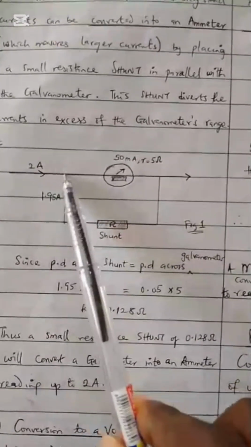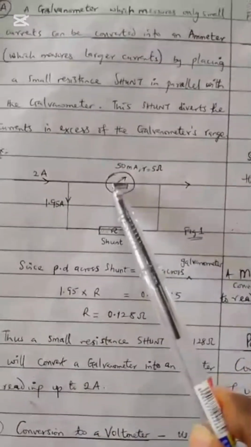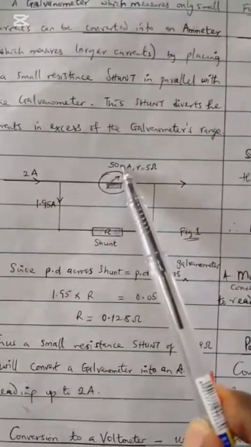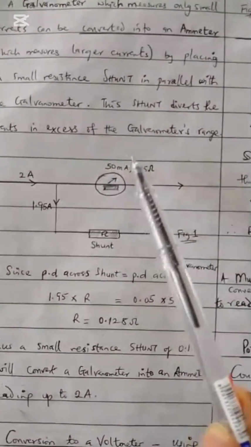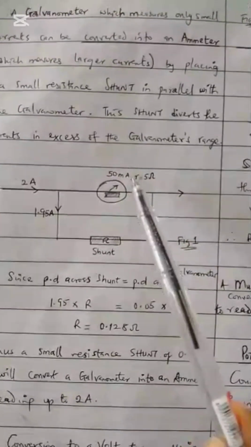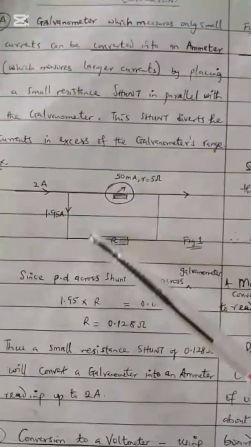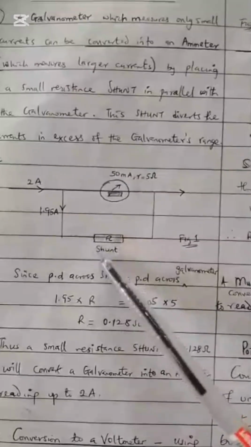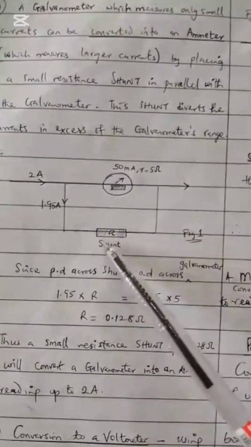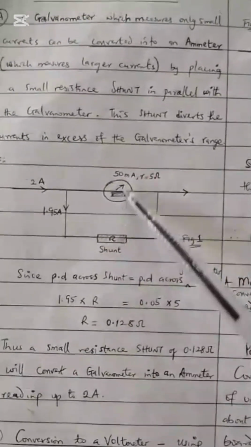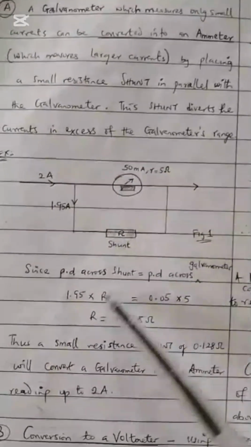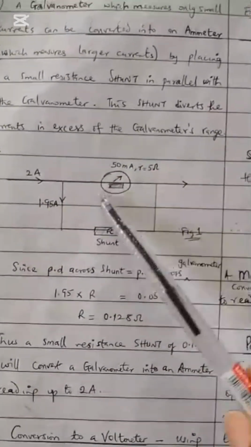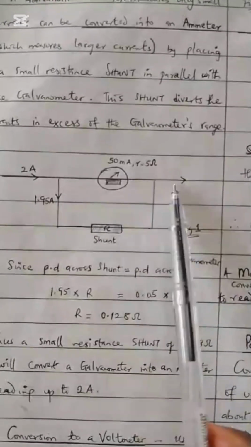So this galvanometer can only take a current of 50 milliamperes, which is about 0.05 amperes, and it has this internal resistance. So the question is, let's calculate the value of the shunt resistance which will make this 2 amperes possible through this setup. And remember that they are at the same potential difference between these wires.